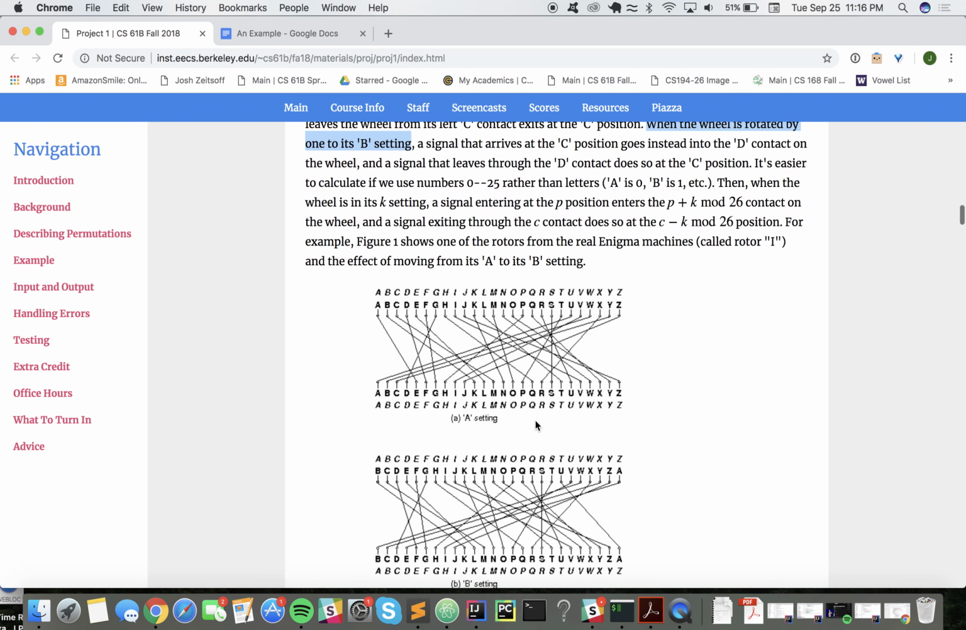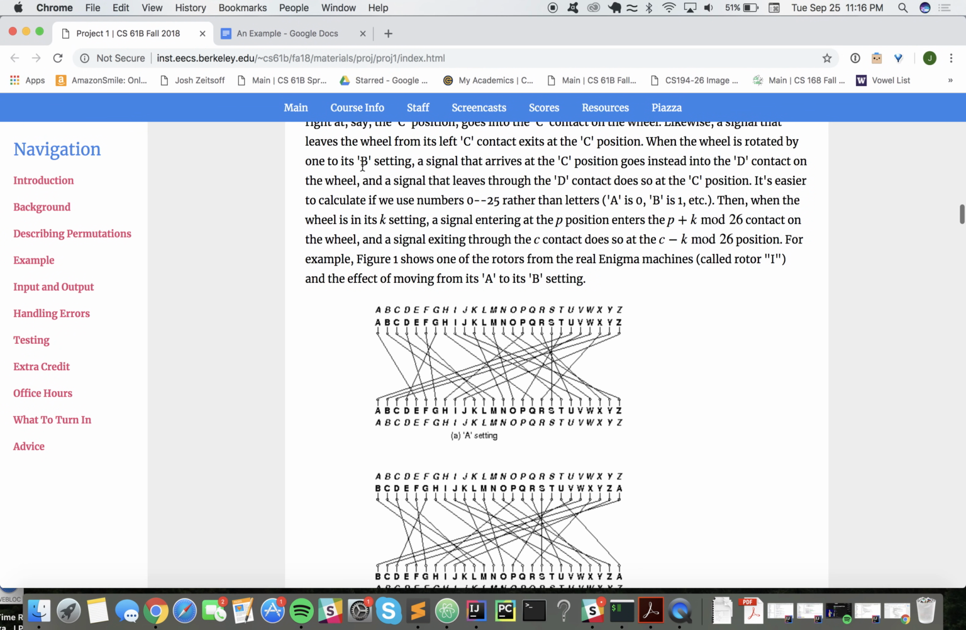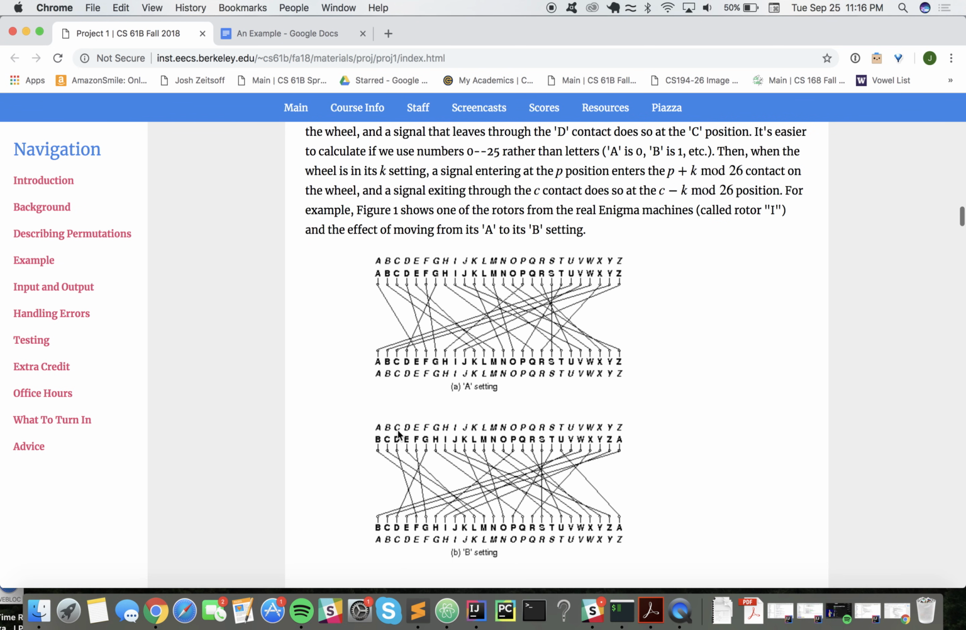So when the wheel is rotated by 1 to the B setting, a signal arriving at the C position goes into D on the contact. So here the C position actually goes into D. Same for B goes to C. So everything goes up 1 because we've gone up 1 position. Sorry, we've gone up 1 setting.